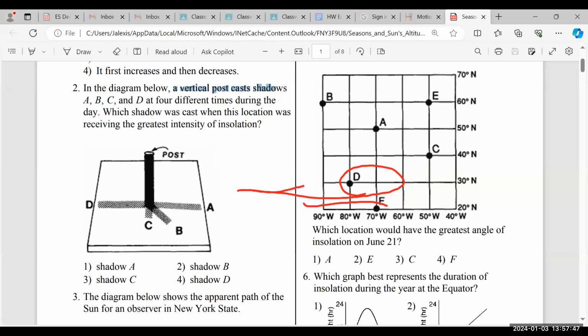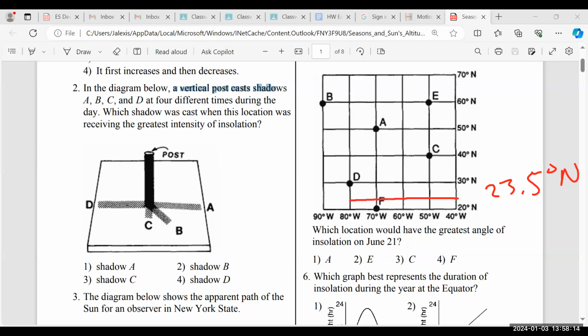this is the question that you have to ask yourself. Which one of these points is closest to the Tropic of Cancer, right? We just said that at 23.5 degrees north, the sun is going to be 90 degrees directly over your head. 23.5 degrees north kind of looks somewhere around here, right? So the question is, which letter is closest? Which letter is closest to 23.5 degrees north?